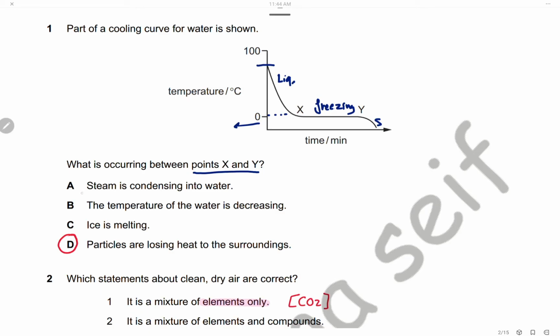Which statement is correct? A. Steam is condensed into water. This is wrong because we have here liquid which is freezing into ice. The temperature of water is decreasing. This is also wrong because the temperature is constant at 0 degrees Celsius. Ice is melting. This is also wrong because we have the liquid which is freezing into ice. Particles are losing heat to the surrounding. This is correct because the liquid particles lose heat to the surrounding to change into solid. So the answer is D.